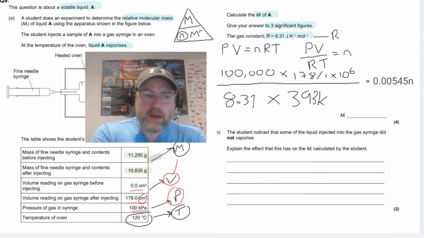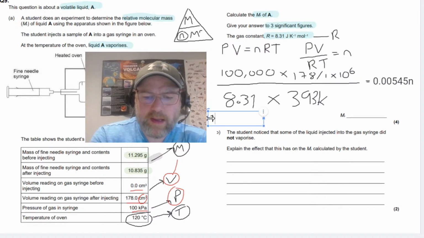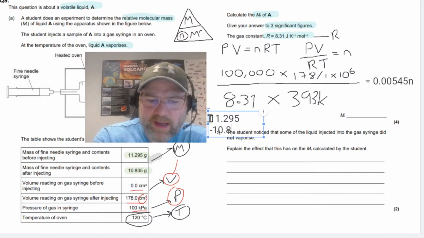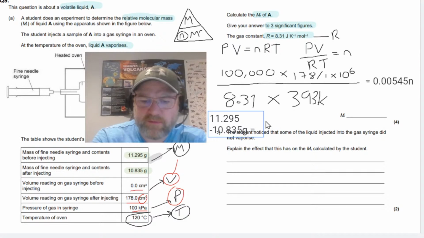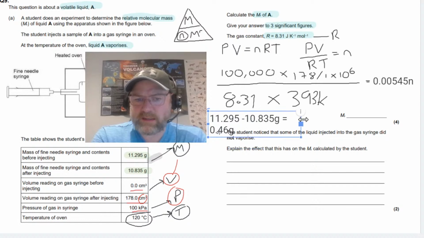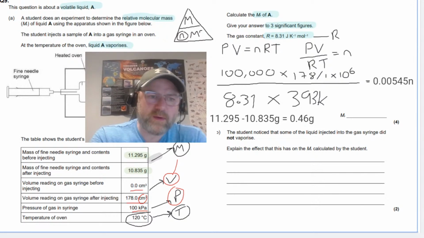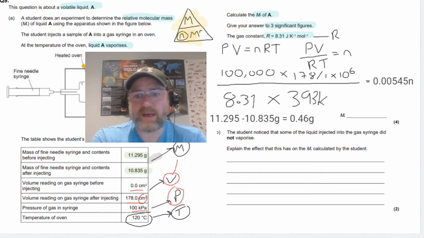So if we do 11.295 and we minus 10.835 grams, we're going to get 0.46 grams. So the mass is 0.46. There's the working in there. And what do we need to do? We need to do this equation here. Mass over n equals MR.